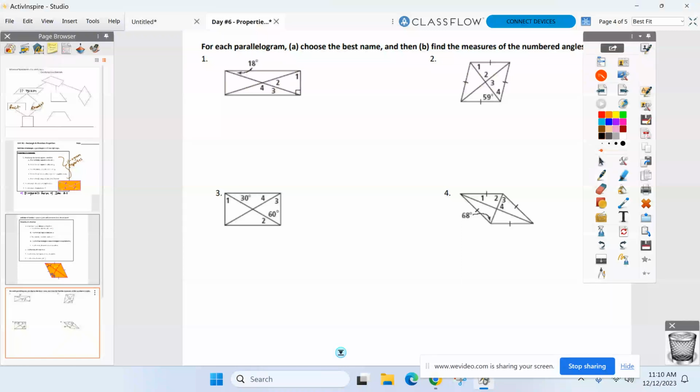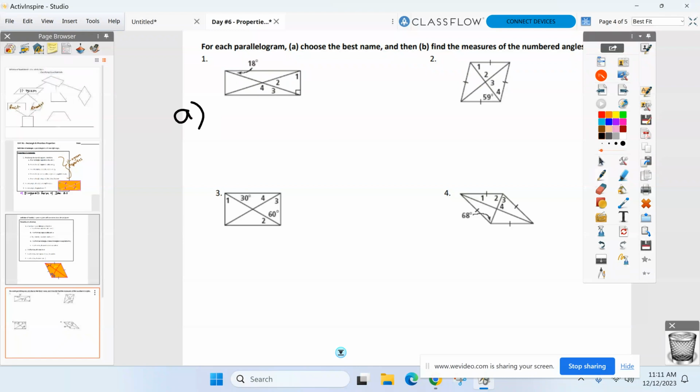Please do not start going ahead of me and start finding the numbered angles. That's not your first job. Your first job here is, these four are all parallelograms. I'm telling you, they're parallelograms. Give me a better name based on the markings I put on now. Great, they're parallelograms, but because they have these markings, let's give it a better name.